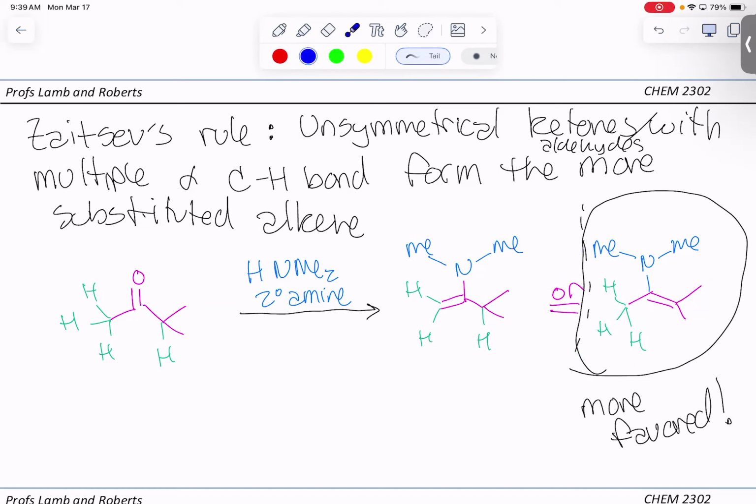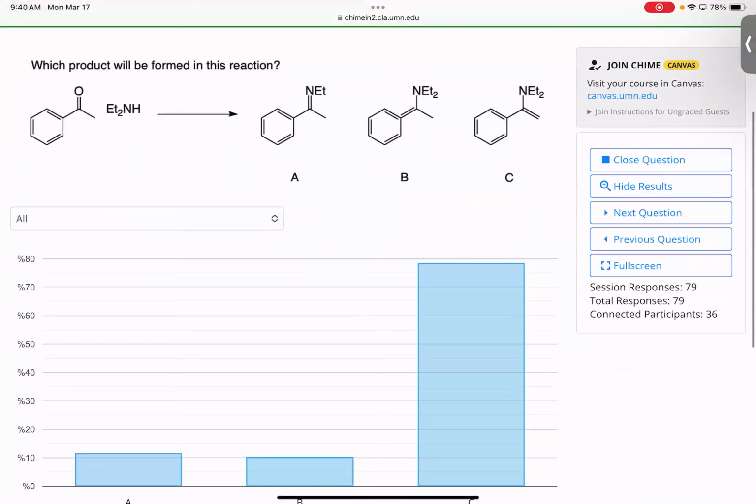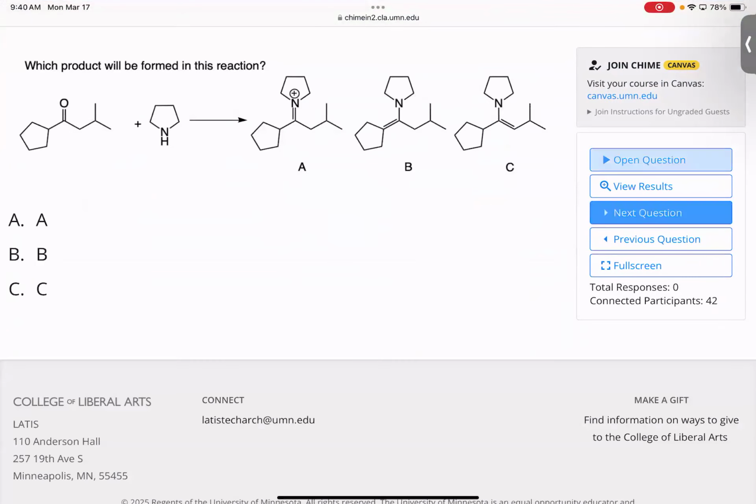All right. So not only do we have to think about if we have alpha CH bonds and if we have a secondary amine, we also need to start to think about where we're actually going to do that deprotonation of our alpha CH bond, and the mechanism I'm going to show you shortly. Okay, so let's practice that with a chime-in question, all right? I'm going to close this other question, and let's go to our next question.